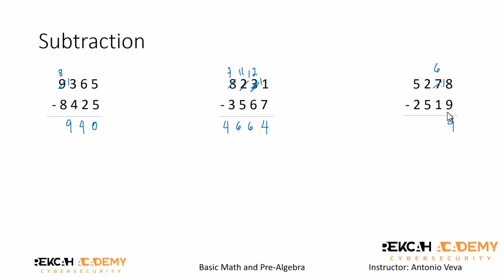And 6 minus 1 equals 5. And 2 minus 5 cannot be done. Borrow 1. Strike this 5, it is going to be 4, and the one that we borrowed from the thousands place, we put in front of this number 2 in the hundreds column. So 12 minus 5 is 7. And 4 minus 2 equals 2. So the final answer is 2,759.